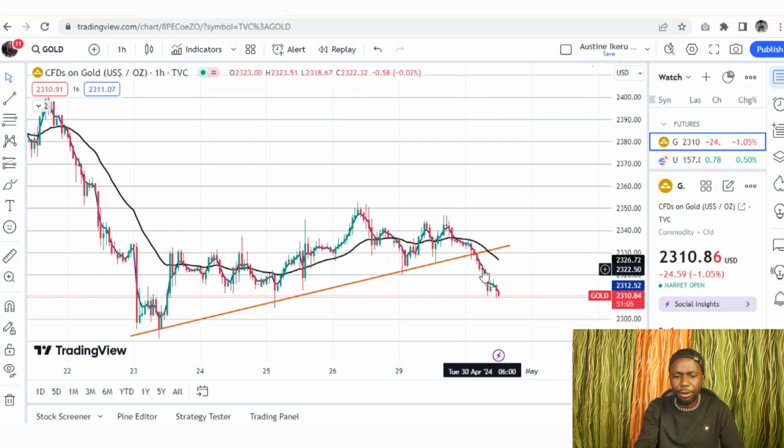So this is how you trade the forex market, right? With this live example, I believe you have understood how the trend line works.